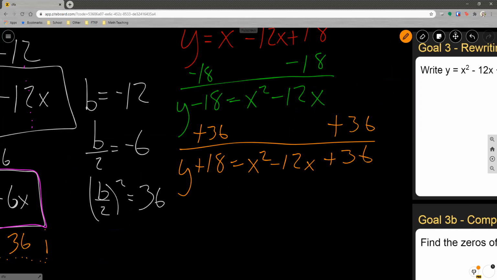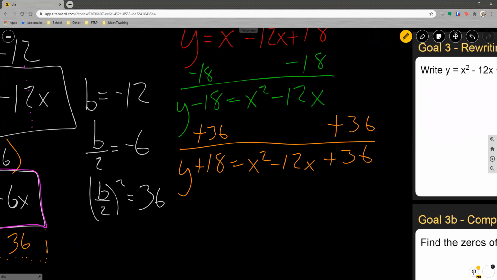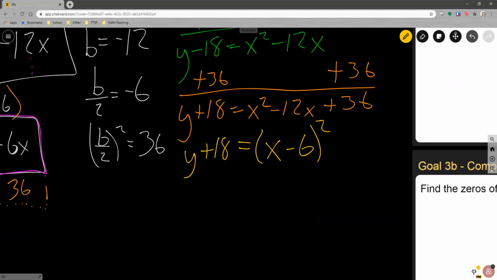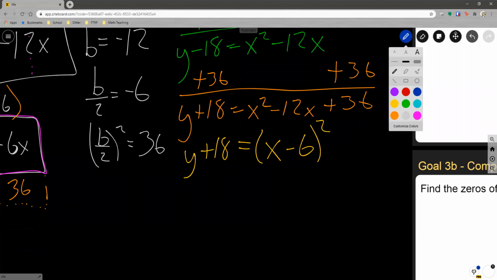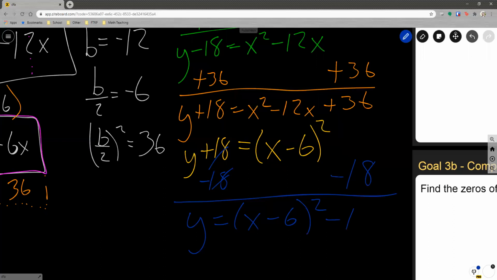Now I've got a perfect square trinomial. I already know what the factored form is going to look like, because I've got it right there. So I can rewrite this right side as (x minus 6) squared. And then to get it back into vertex form, I just got to get y by itself. So I'm going to move, I should change my color again, I'm going to move this positive 18 back from the left to the right. I end up with y equals (x minus 6) squared minus 18.